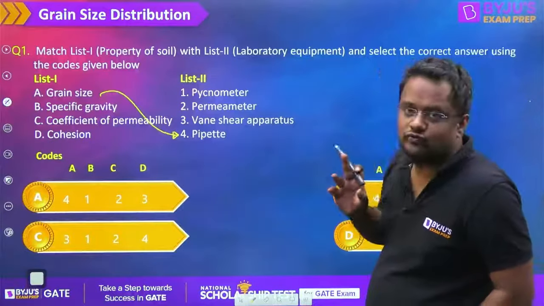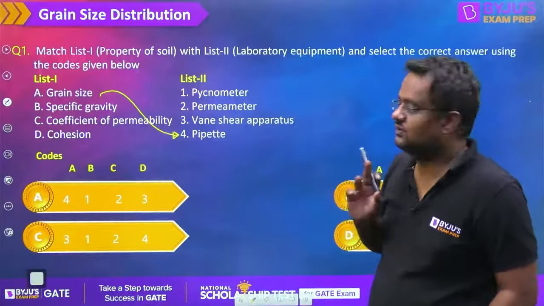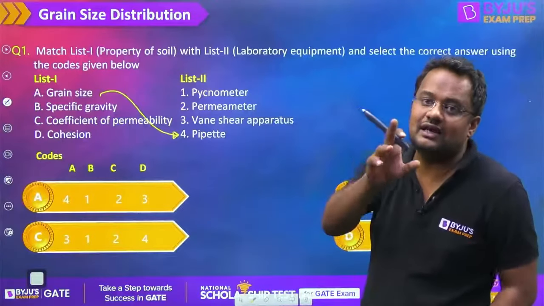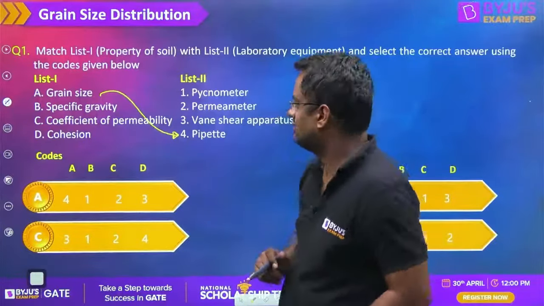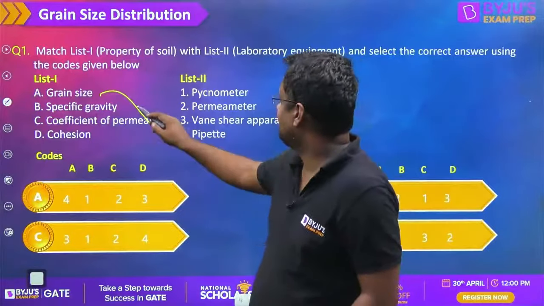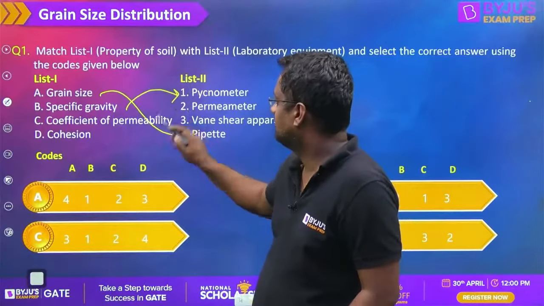So for coarse grain soil we do sieve, for fine grain soil we do pipette method. Why for fine grain soil? I have already told at the beginning, because fine grain soil makes flocks, so sieve does not give good results. Specific gravity can be found out from pycnometer.